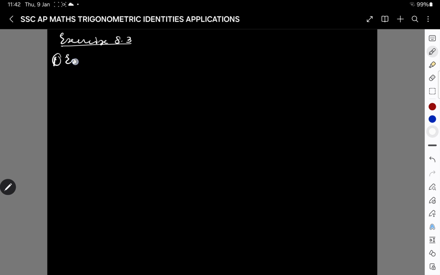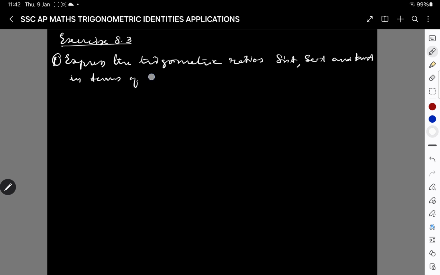Express the trigonometric ratios sin A, secant A and tan A in terms of cot A. This is your question. So solution, the trigonometric ratios of sin A, secant A and tan A, these you must find in terms of cot A.